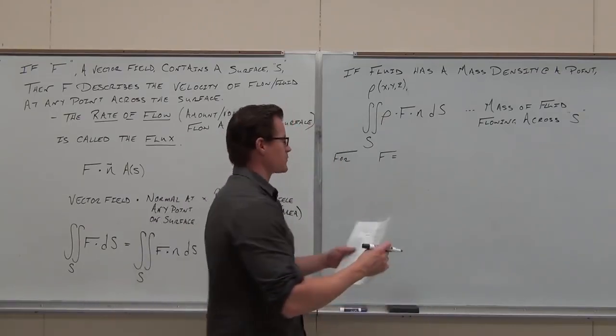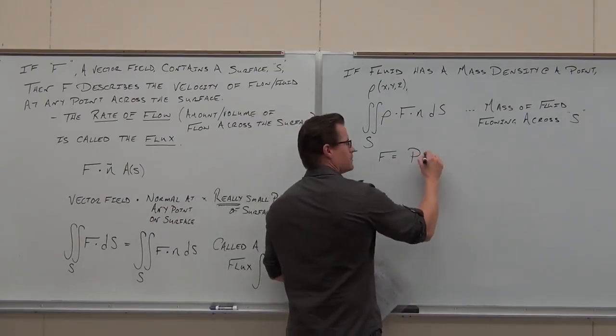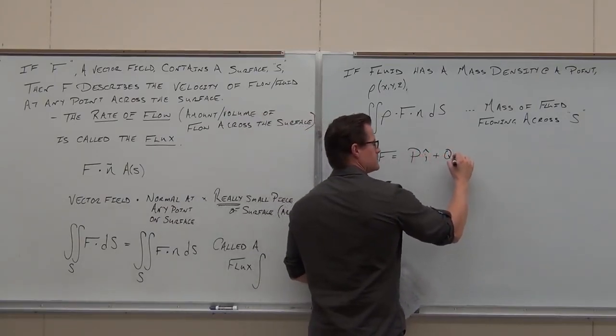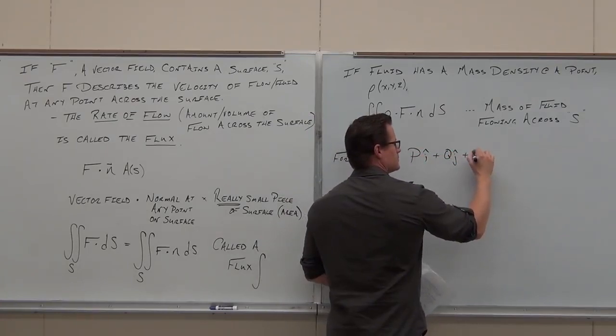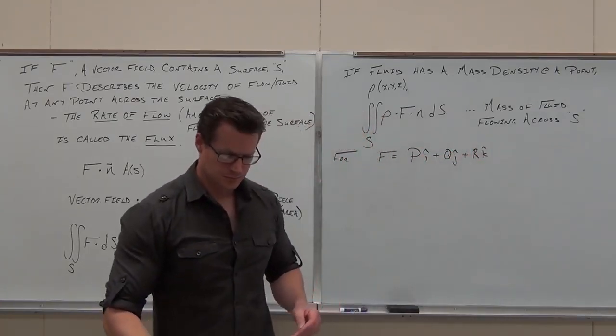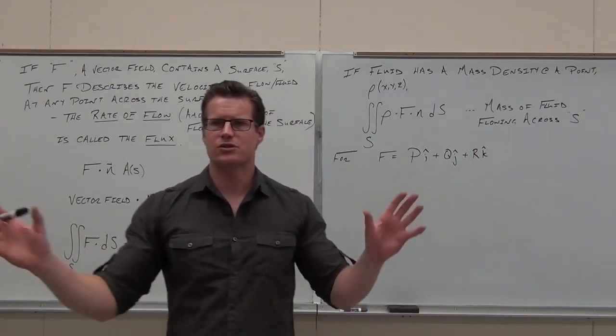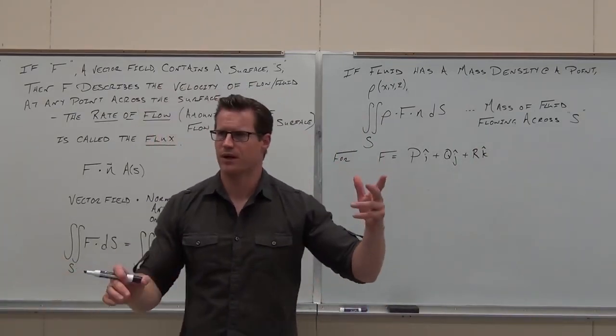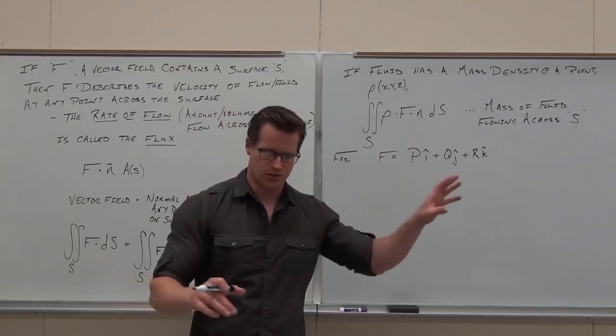So let's define a vector field just like normal. Pi, Qj, Rk. So just a function-defined vector field. Nod if you recognize the idea of a vector field. So that's our vector field.